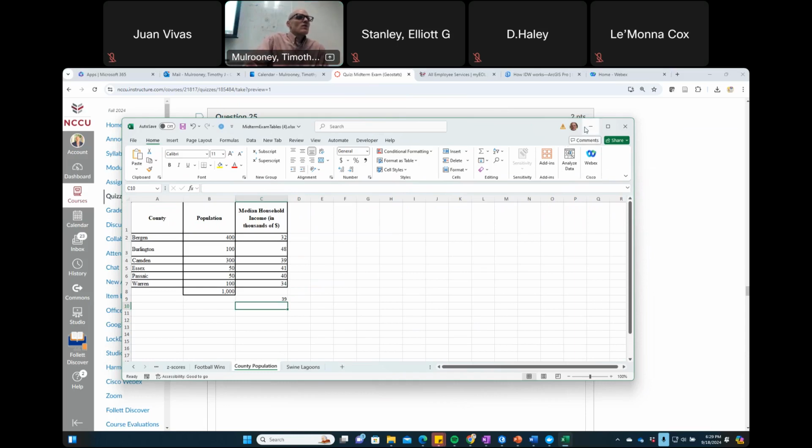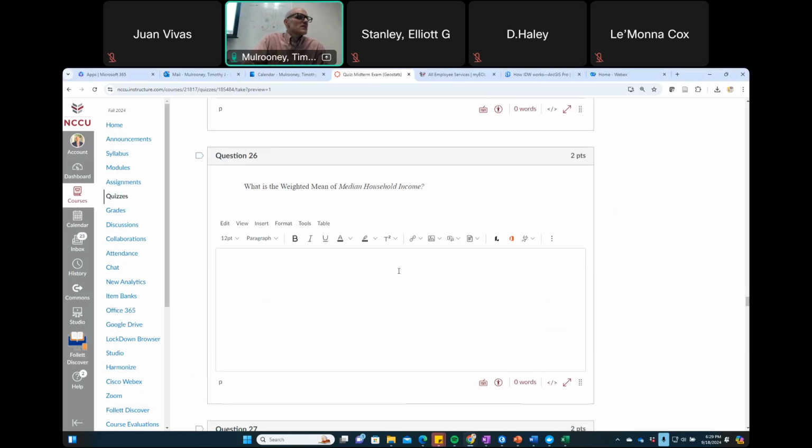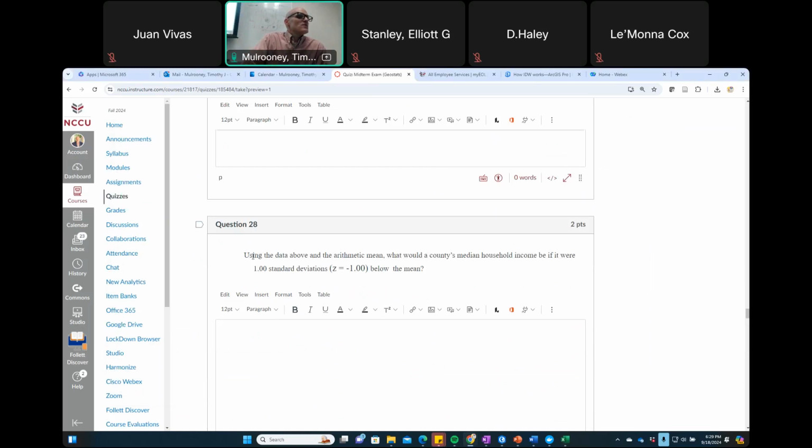So what I asked for next is, what's the weighted mean? I'll let you all calculate. What's the median? And then, using the data above and the arithmetic mean, what would a county's median household population be if it were one standard deviation below the mean?